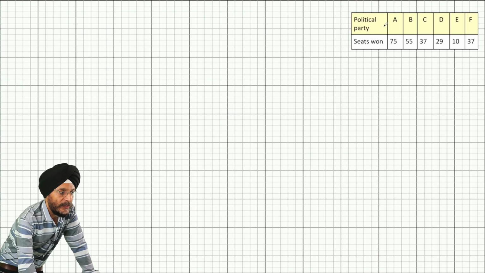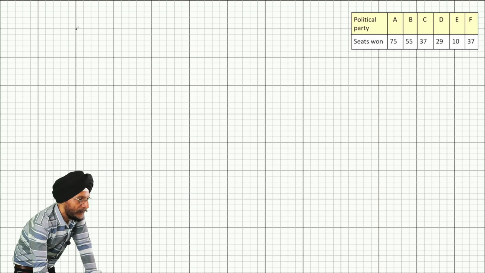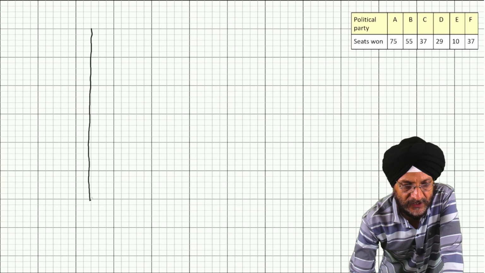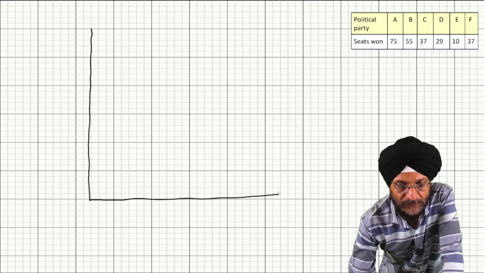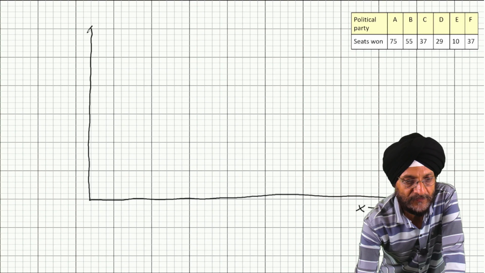Now this is the information which has been given to us in the question. That is, this is the political party, these are the names, and these are the seats won. We are to draw the bar graph. So here we draw the bar graph. Suppose we will take from here. We will draw the line. This is the x-axis. This is the y-axis.